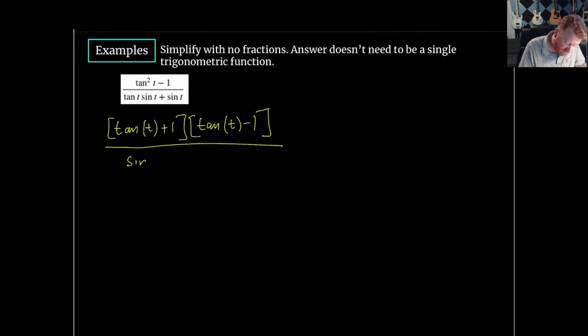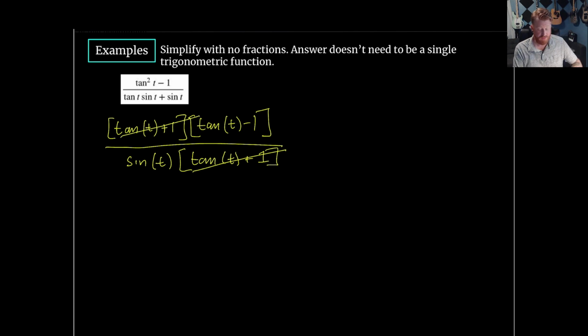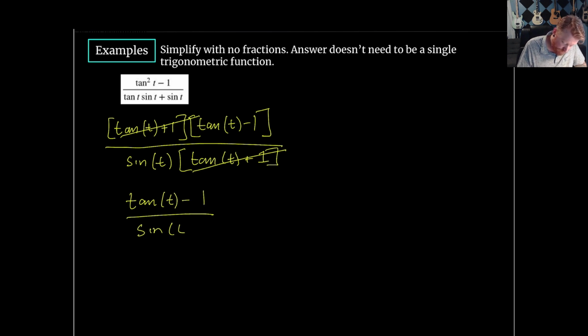So we're going to factor out the sine of t, and what we're left with is the tangent of t plus 1. And here we notice that we can cancel out this tangent of t plus 1 and this tangent of t plus 1. And what we're left with is going to be just the tangent of t minus 1 over the sine of t. So we are asked to write this with no fractions, so right now we still have this denominator.